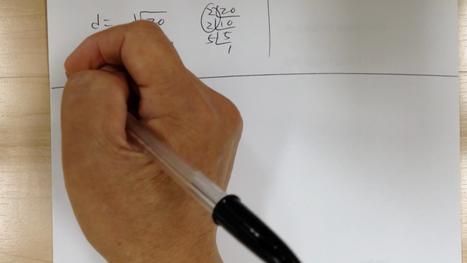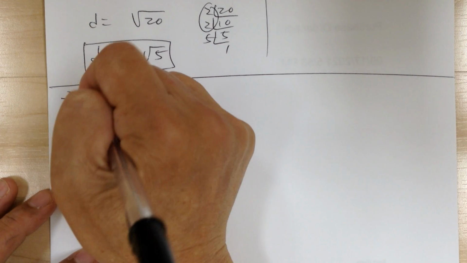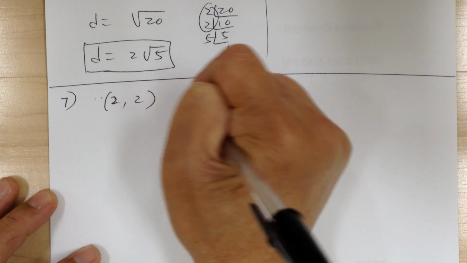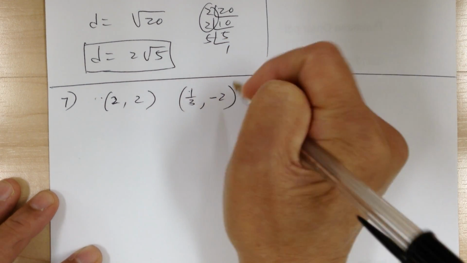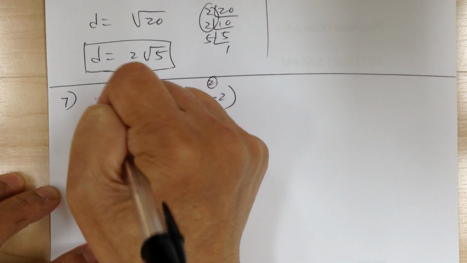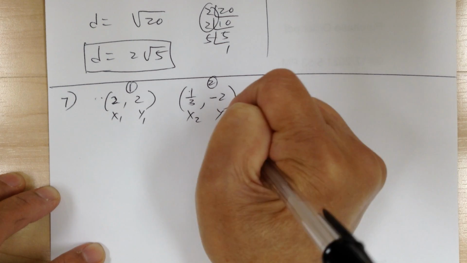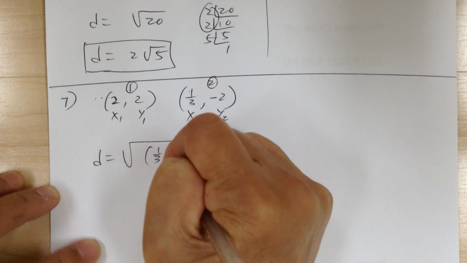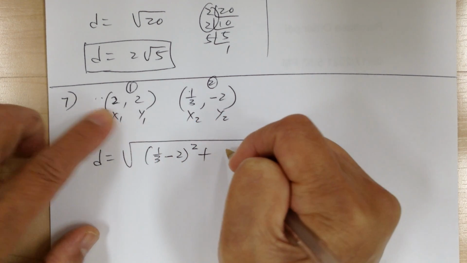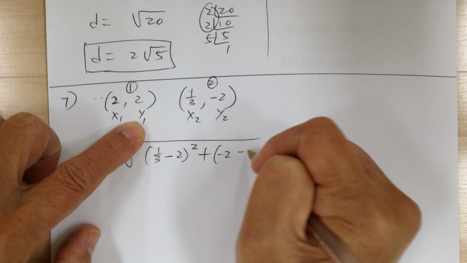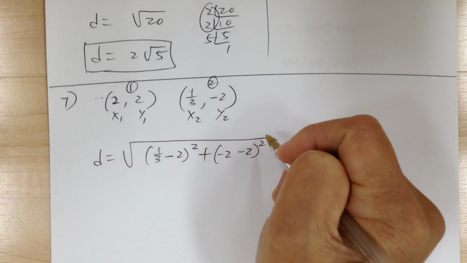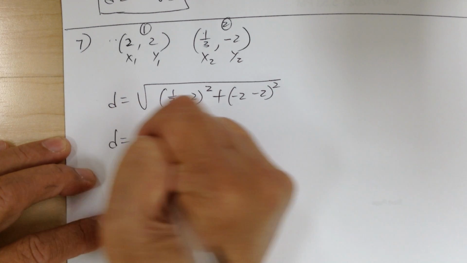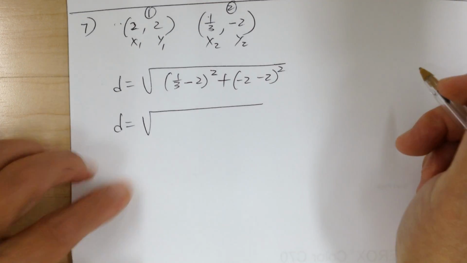Okay, number 7. Okay, you have 2 points at 2, 2, and 1/3, comma, -2. Okay, again, this is point 1, point 2, so it's your x1, y1, x2, y2. So the distance will equal to square root of x2 minus x1 squared plus y2 minus y1 squared. Okay, so let's go and try to figure these things out. Okay, you might want to go off to the side.